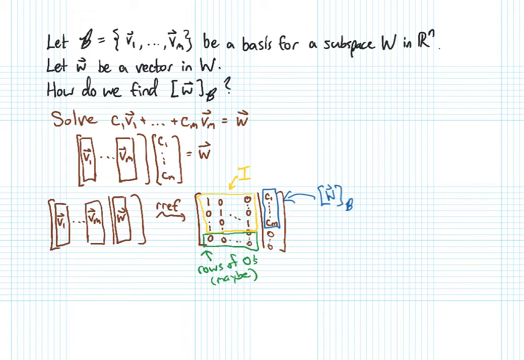And on the other hand, if the system were inconsistent, then that would be a problem, because that would mean that it's impossible to write W as a linear combination of the v vectors. There could be two ways that that could happen. Maybe the W vector is not actually a vector in the subspace. The other possibility is that maybe the v vectors don't actually span the subspace. Either way, that's a problem, and this process would detect that.